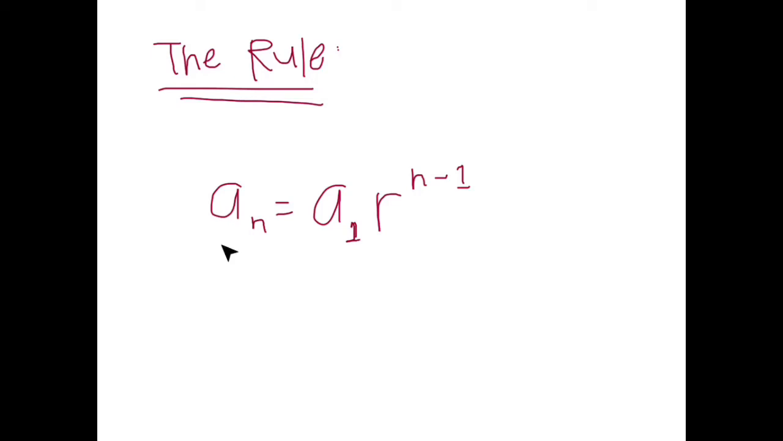So that's saying a term in a sequence equals the first term times the common ratio to the power of n minus 1. Remember, n is the position of the term. So if I was looking at the fifth term, n would equal 5.